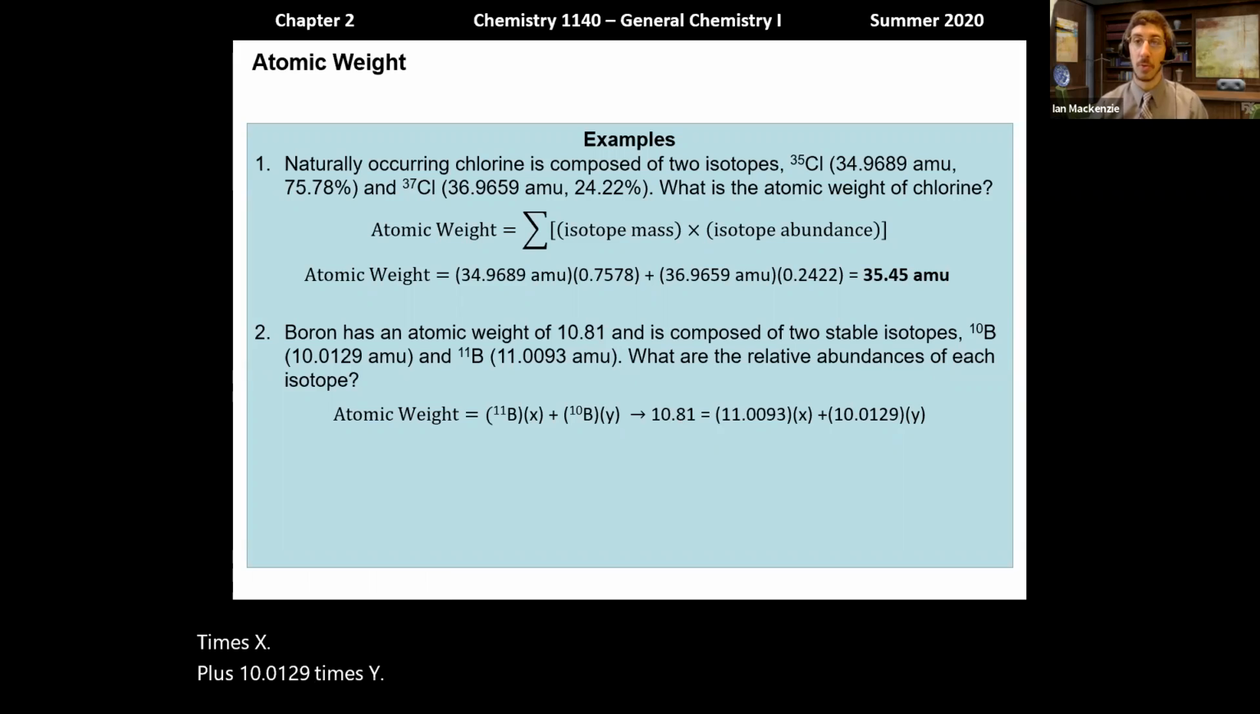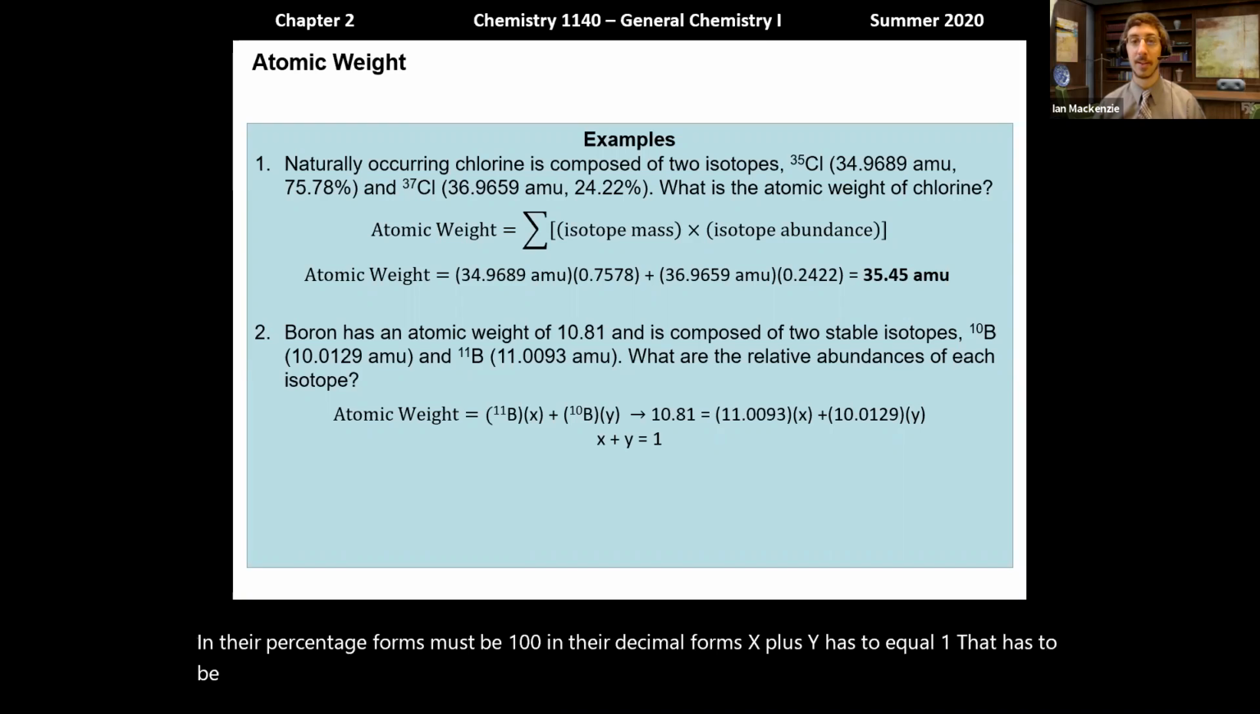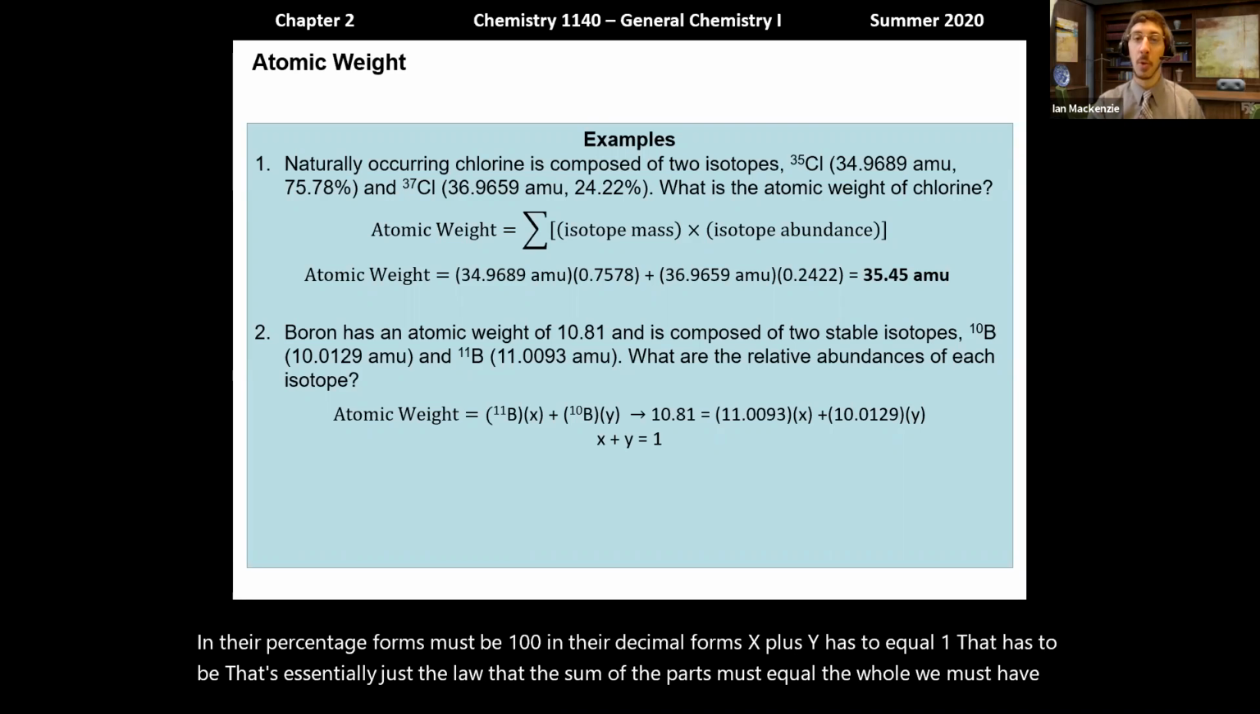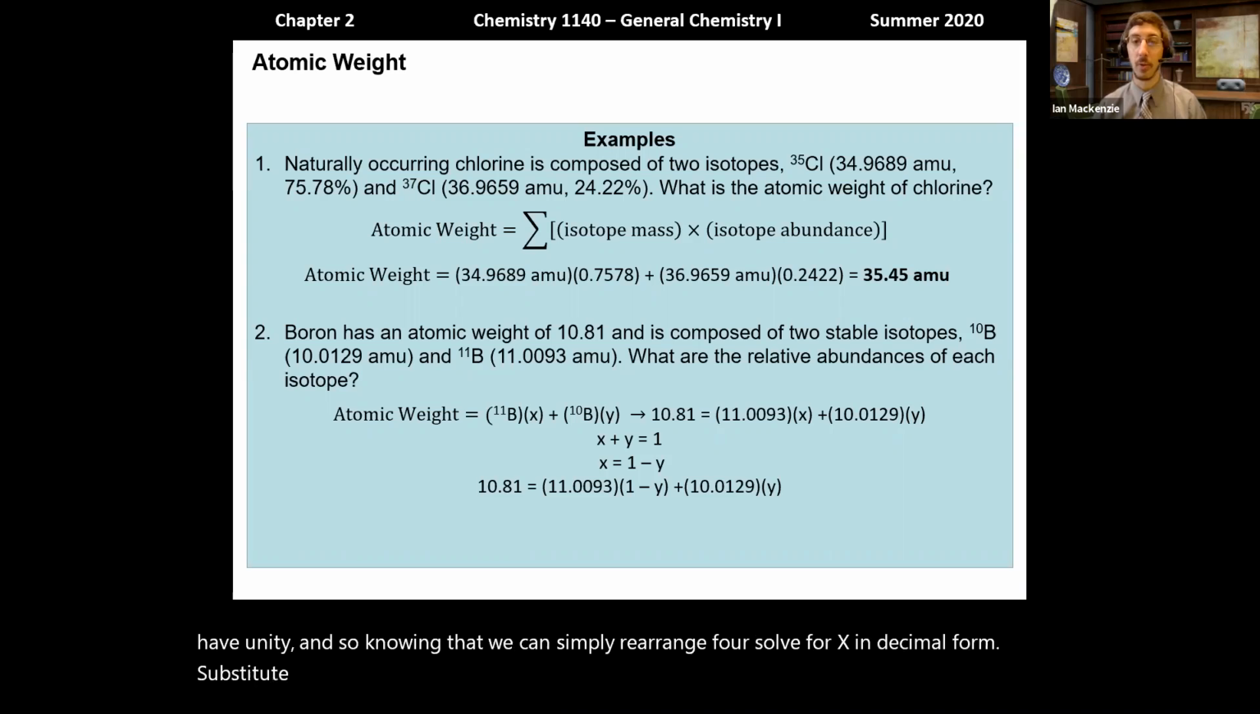Now we also know that the total abundance has to be 100%. So X plus Y in their percentage forms must be 100%. In their decimal forms, X plus Y has to equal 1. That's essentially just the law that the sum of the parts must equal the whole. We must have unity. And so knowing that, we can simply rearrange to solve for X in decimal form, substitute that into the first equation for X, and now we just have one variable, Y.